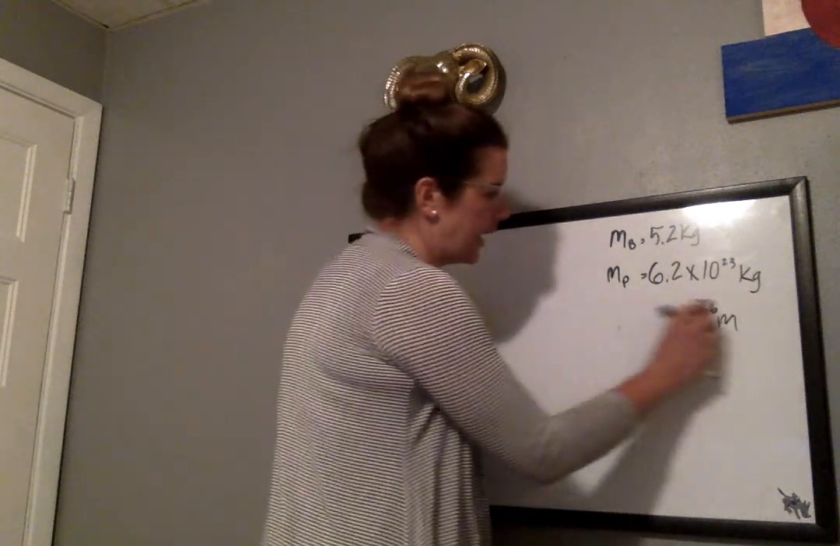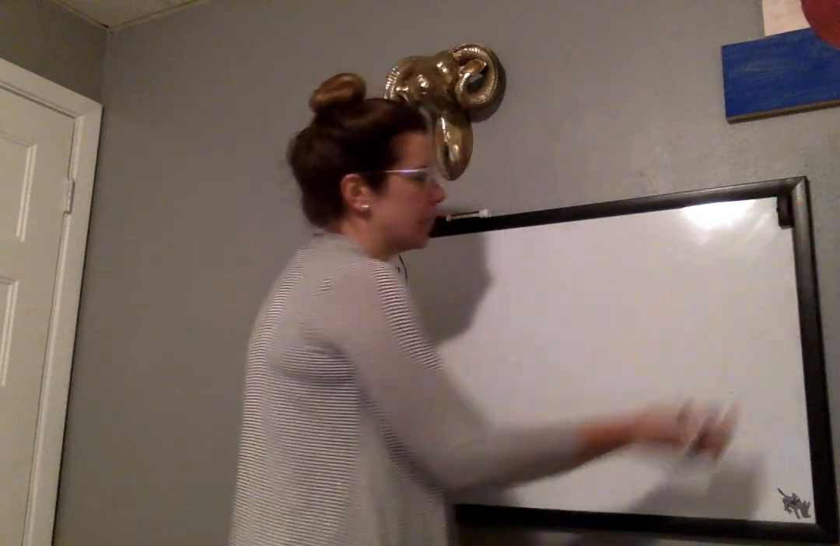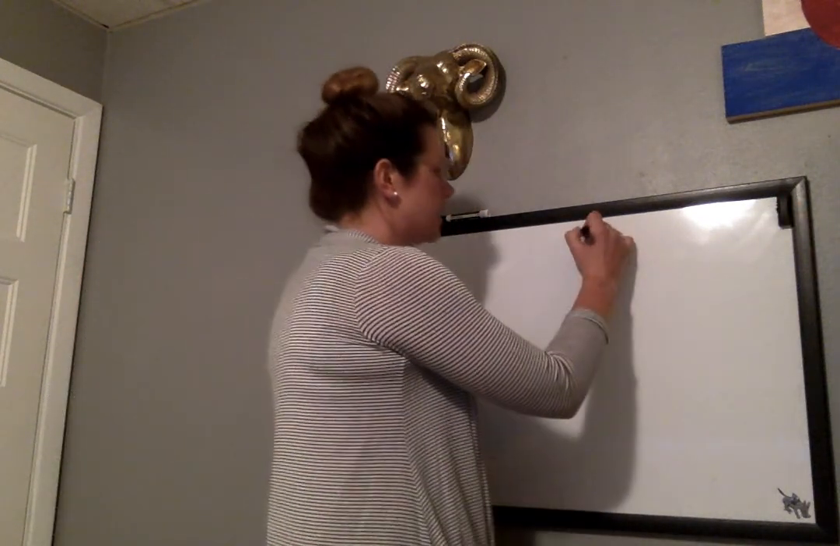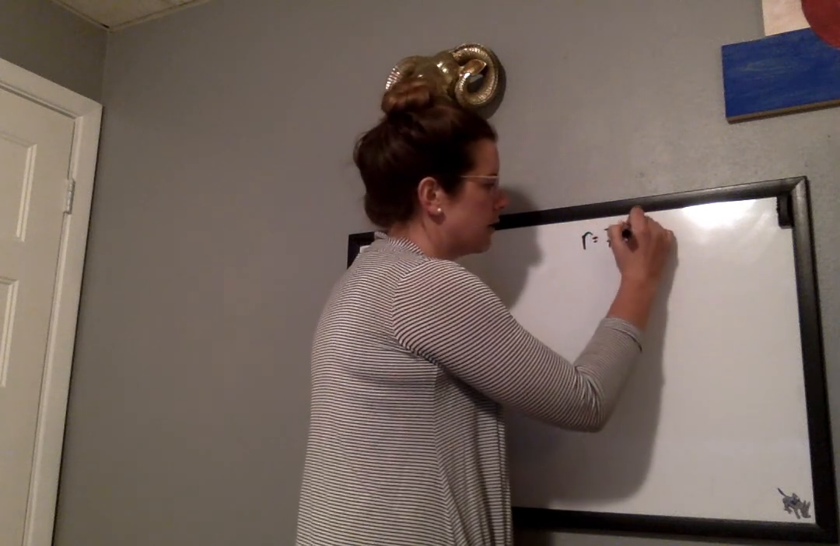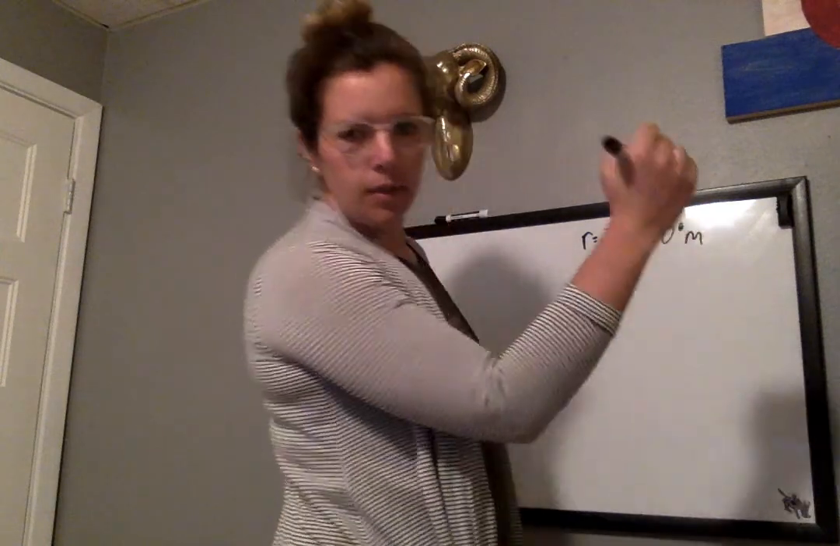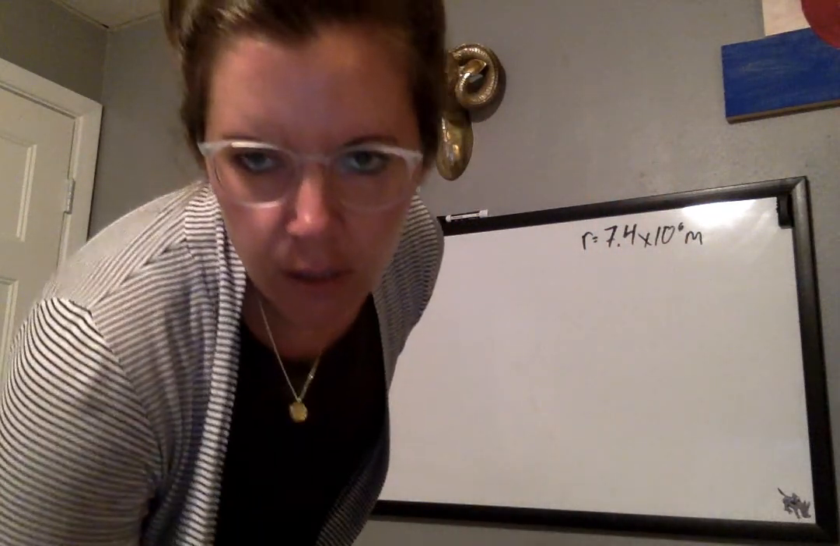Going to now our radius. In this case, it's saying how far the two objects are away from their centers. So we're going to say radius 7.4 times 10 to the 6 meters. No need to convert. Got that right?